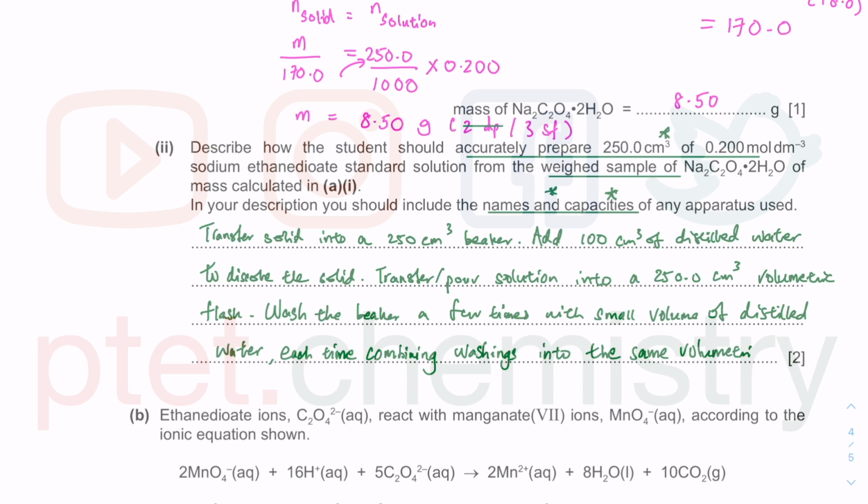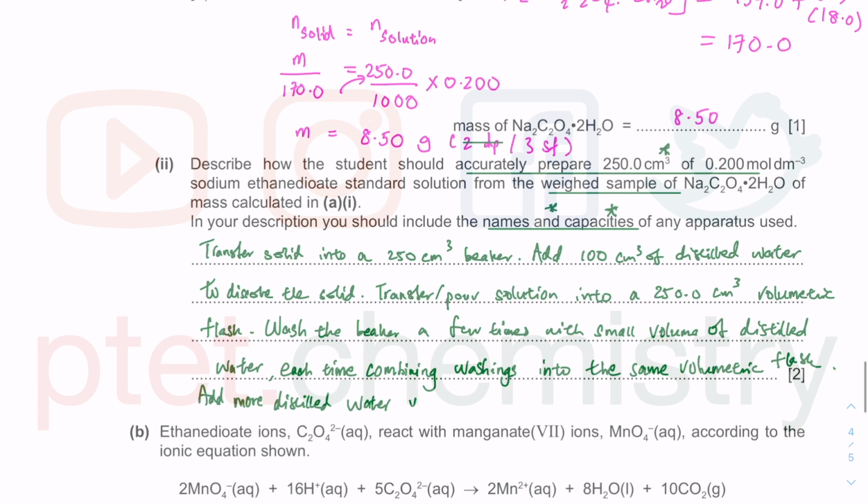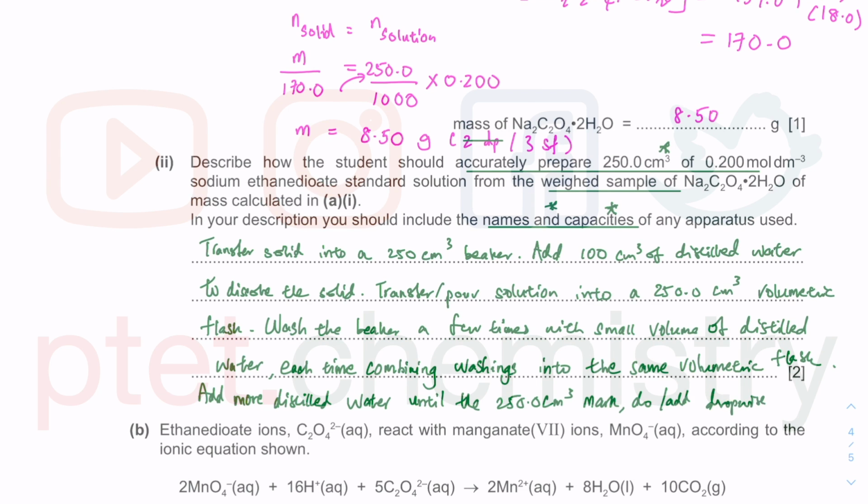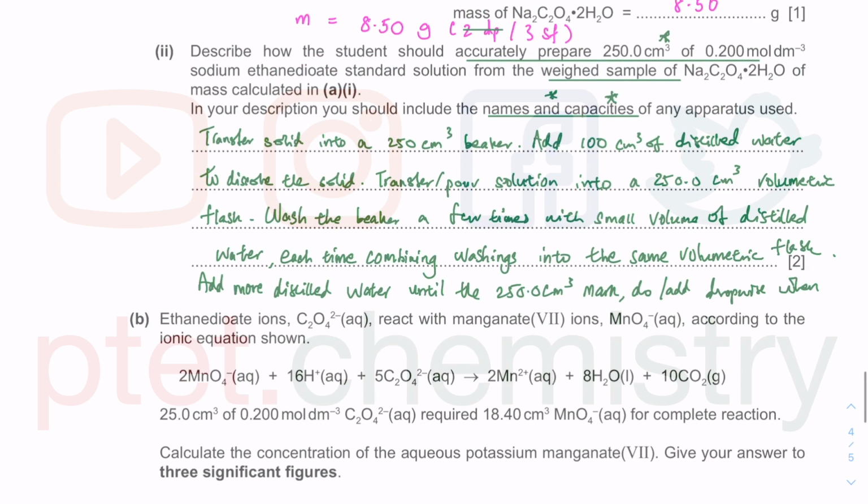I'm running out of space already for this 2-mark question. Anyway, add more distilled water until you reach the 250.0 cm cube mark. You should add dropwise when close to the 250 cm cube mark. I'm really running out of space.